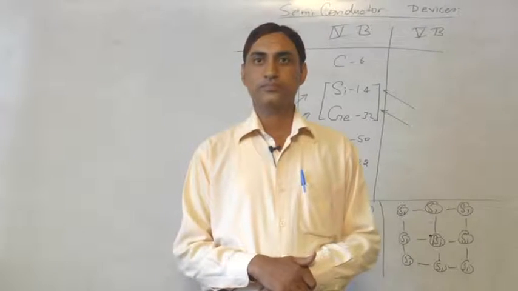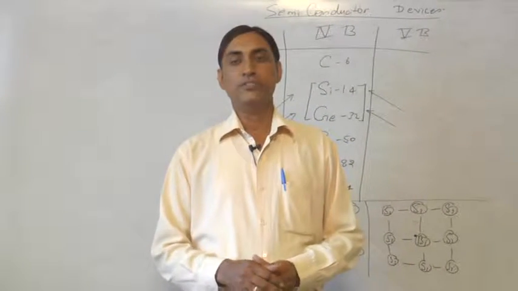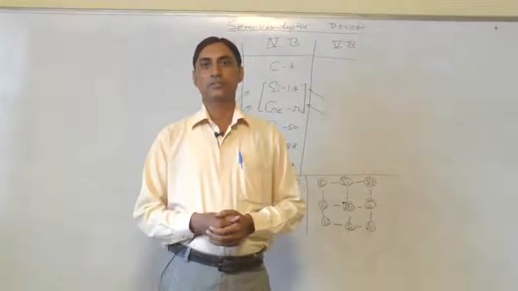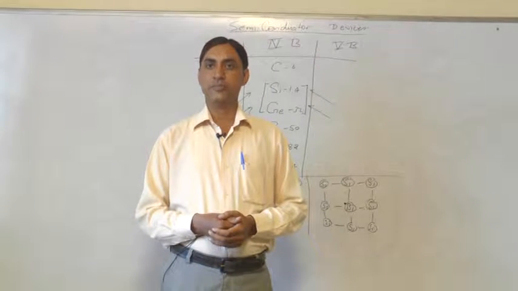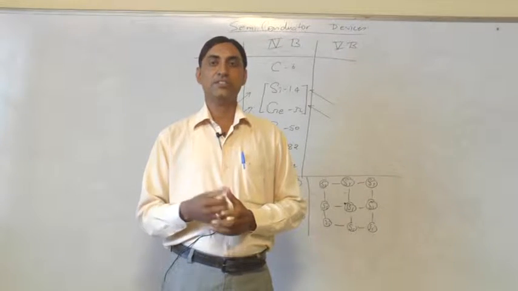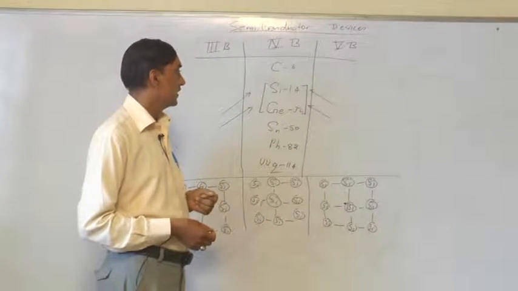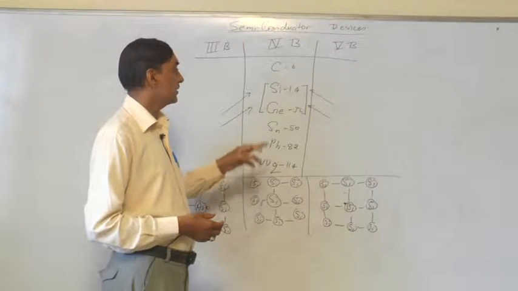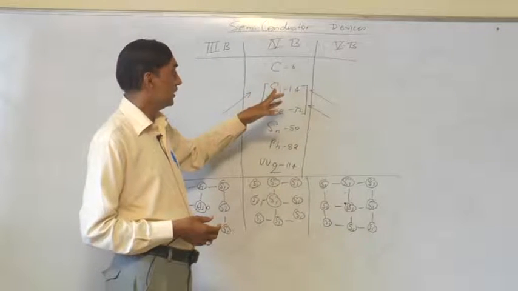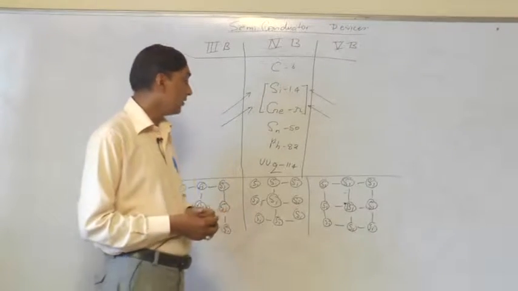Today my topic is semiconductor device. How can we make the semiconductor device? There is a very simple procedure. In the periodic table we have two elements, one is silicon and another is germanium, which were discovered by scientists. As per atomic structure, the atomic number of silicon is 14 and germanium is 32. This is the periodic table. These two elements come in group 4B.